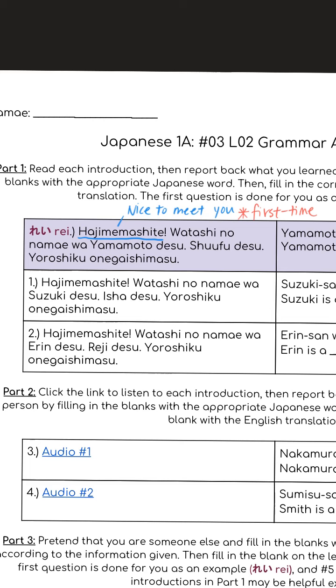Okay, next we have watashi no namae wa Yamamoto desu. All right, that might feel like a bit of a mouthful. So you know what? Let's say it together. Or you can go ahead and repeat after me. So, watashi no namae wa Yamamoto desu. Awesome. Let's try it one more time all together. Watashi no namae wa Yamamoto desu. Yoku dekimashita.